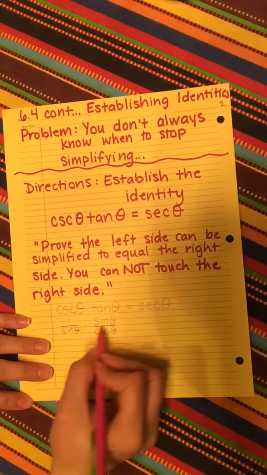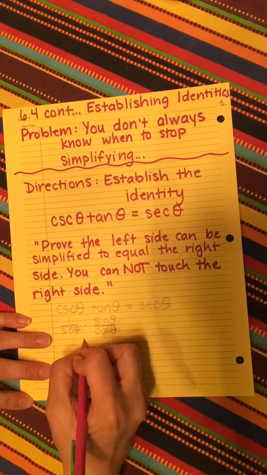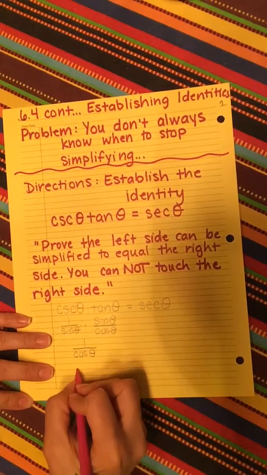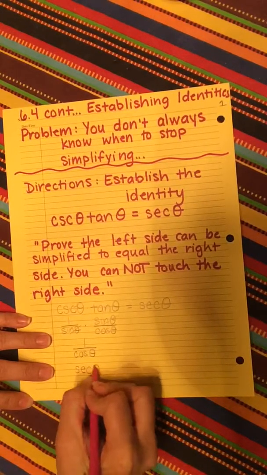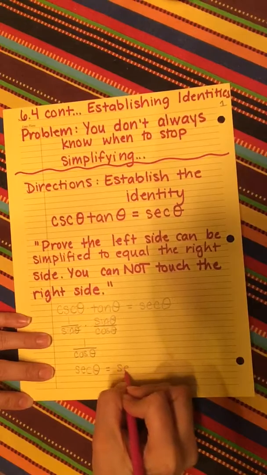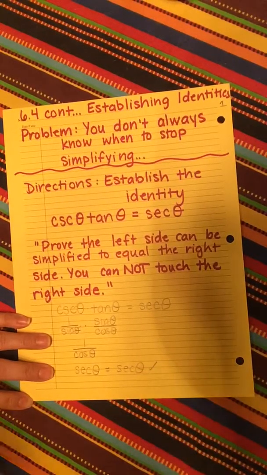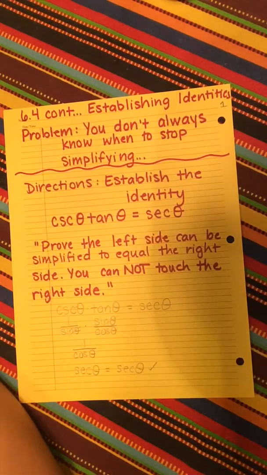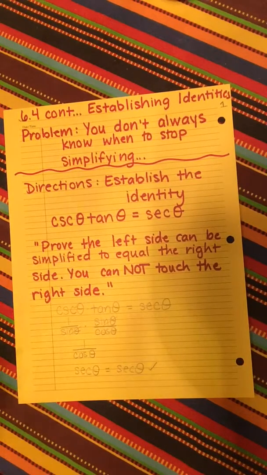And then just using algebra, the sines cancel out. 1 over cosine of theta is the same thing as secant of theta, which is what we wanted to force it to look like. So there we go. We've established the identity. Let's take a look at another one.